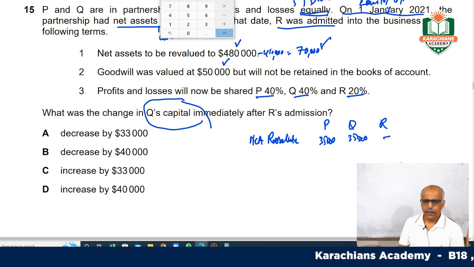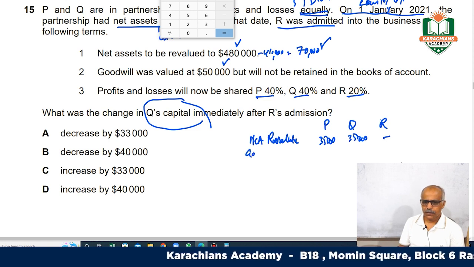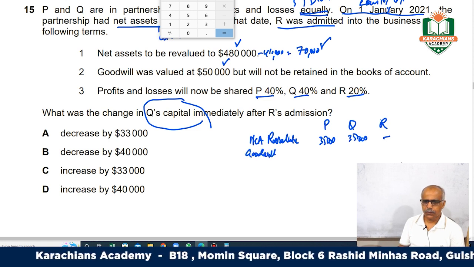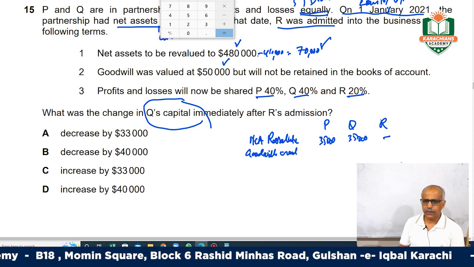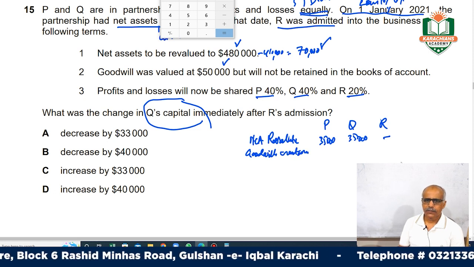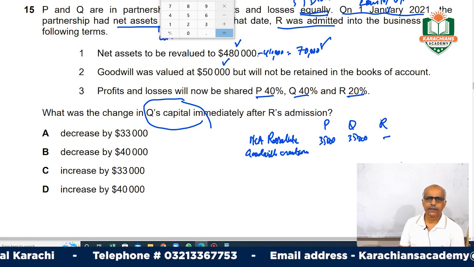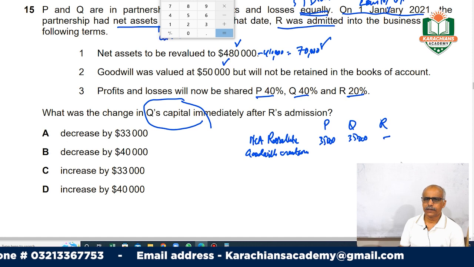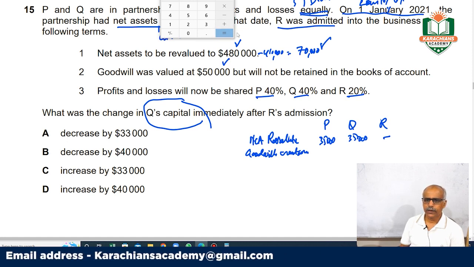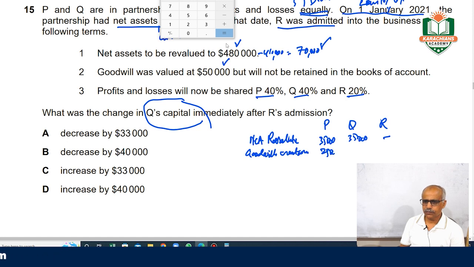Nothing for R. They have created the goodwill. Goodwill creation 50,000. Same is the case, goodwill will be debited and their capital will get credited. P and Q on the old ratios, the old ratio was equal, so of 50,000, 25,000 will go to his capital and 25,000 to his capital, right?